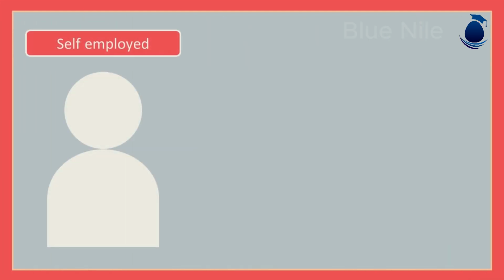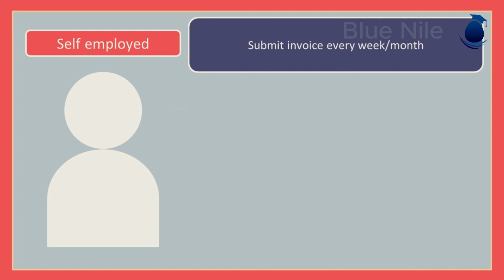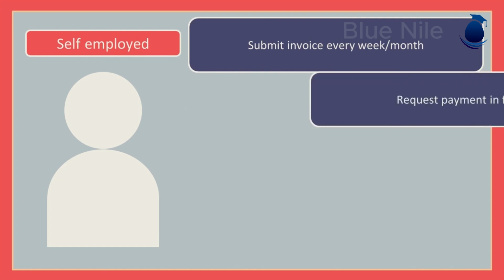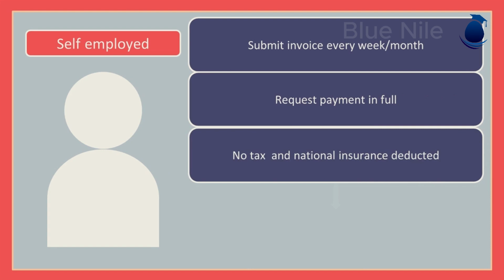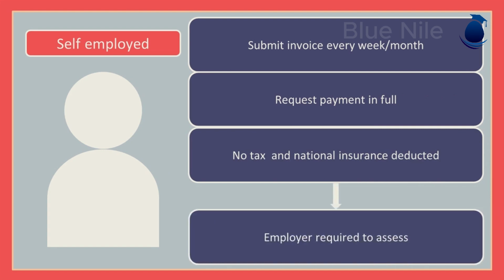But what if that individual claims to be self-employed, i.e. they submit an invoice every week or month for the hours they've worked and request payment in full without any deduction of tax or national insurance? Well, HMRC would require the employer to assess whether that person really is self-employed or whether in fact the invoice should be ignored, and they should be treated as an employee, looking at the facts of the case.